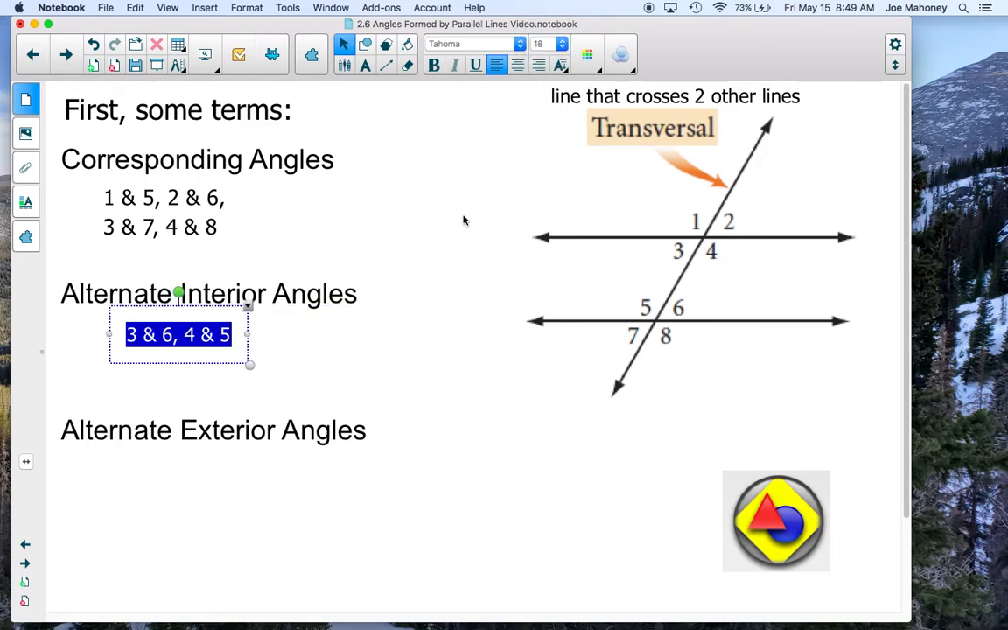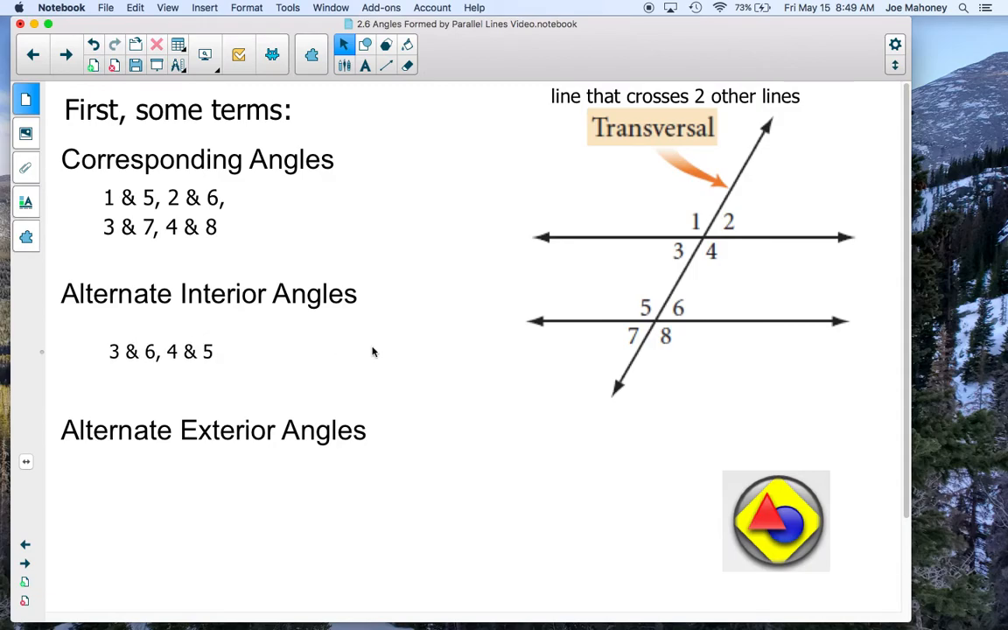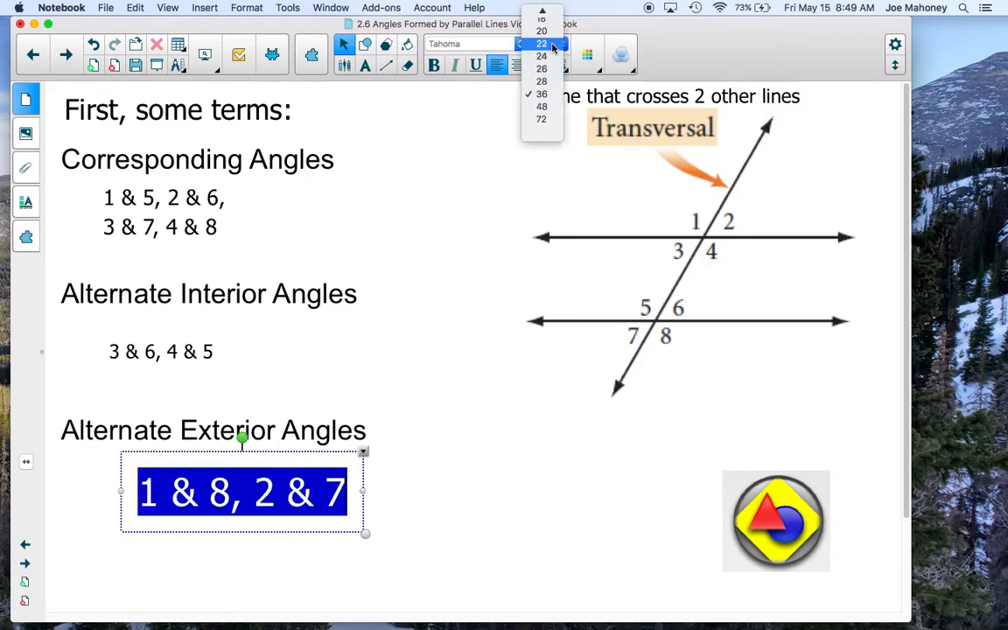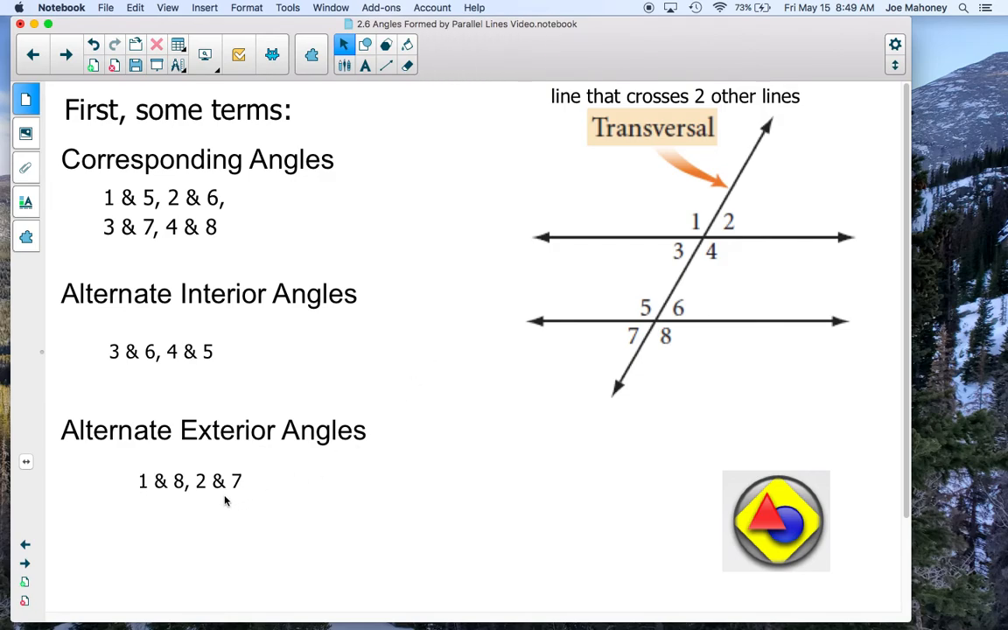You know, I should probably change my settings so it writes that small all the time, right? That makes sense. And the last pair we want to talk about are the alternate exterior angles. And if you know alternate interior, you probably know alternate exterior angles. So a pair of alternate exterior angles are angles 1 and 8. Those are on alternate sides of the transversal and on the exterior, the outside the parallel lines. And its other pair are 2 and 7. So those are our alternate exterior angles.